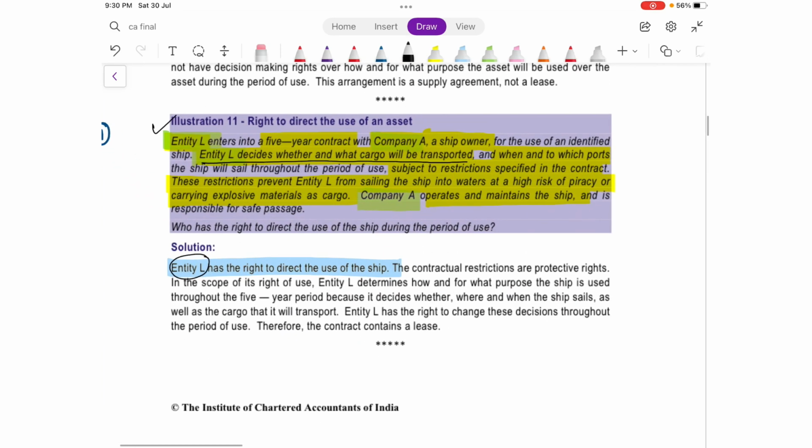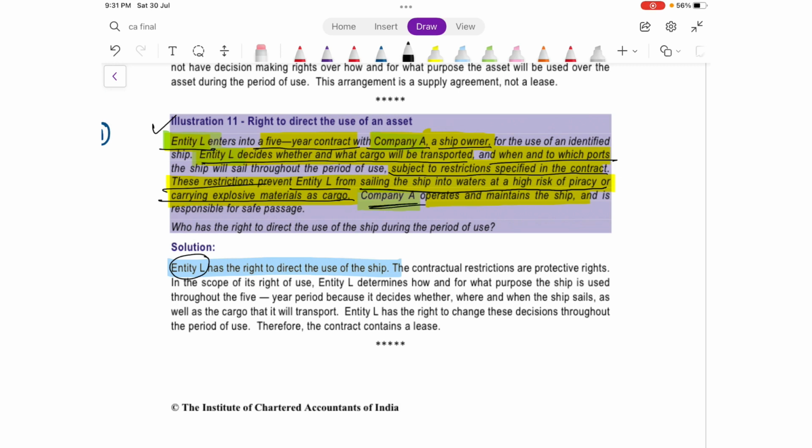Illustration number 11. There is entity L. It has got into a 5-year contract with company A, a ship owner. Entity L decides whether and what cargo will be transported. So here the lessee has the right to say whether and what will be transported in the cargo, and when and to which ports it should be transported, subject to restrictions specified in the contract. These are fine restrictions, because they prevent entity L from sailing the ship into waters at high risk of piracy or carrying explosive materials. So they are saying it is only for the protective right of the lessor that the lessee is restricted, but otherwise all the other decisions can be made by the lessee.